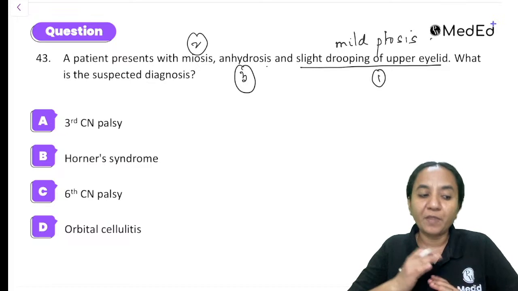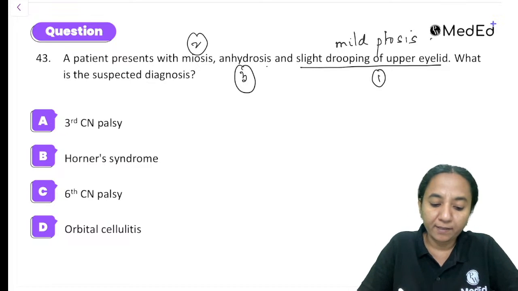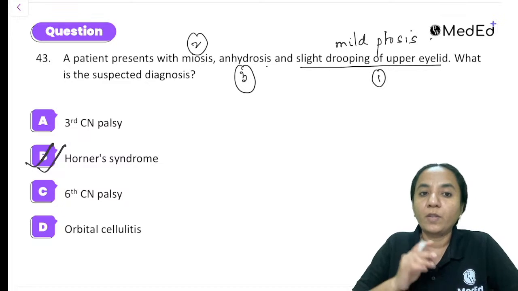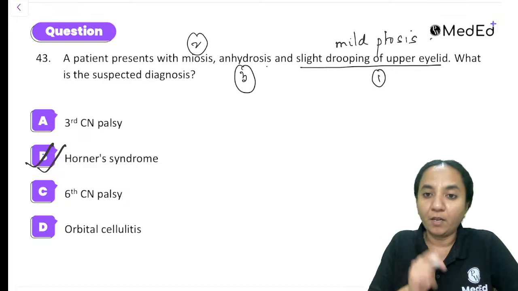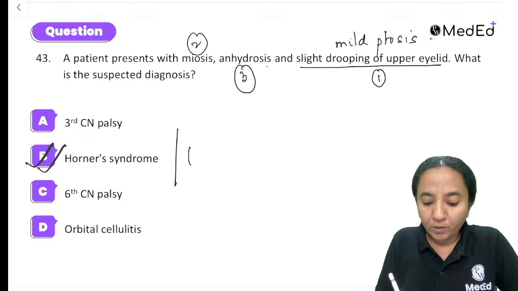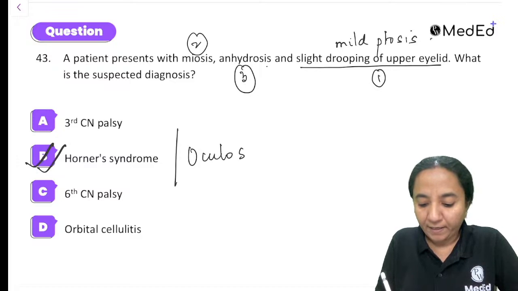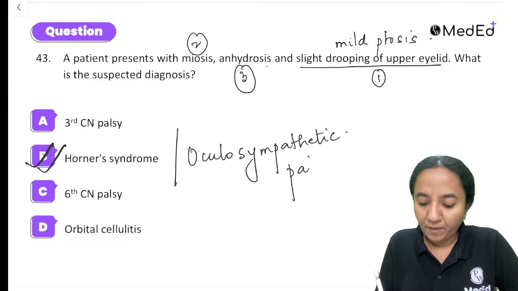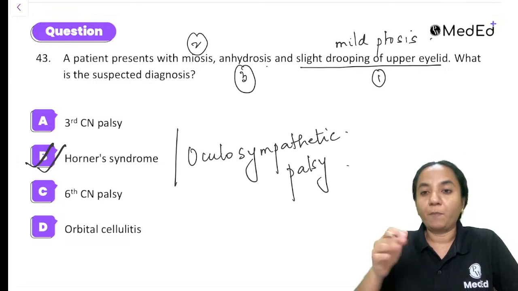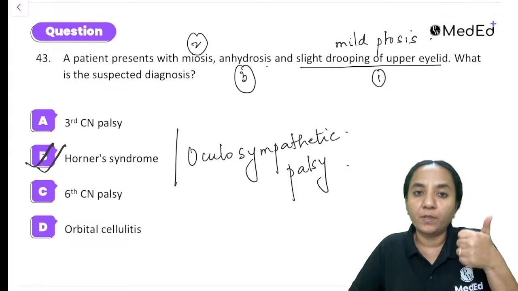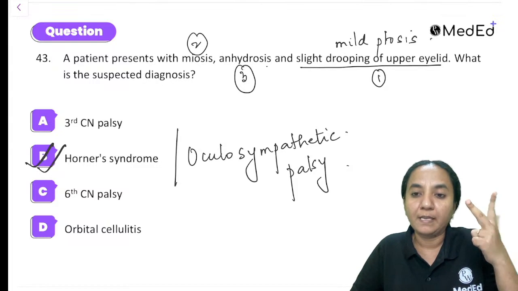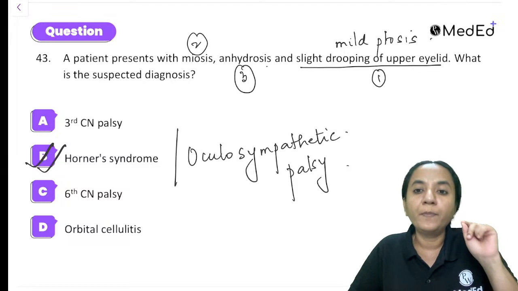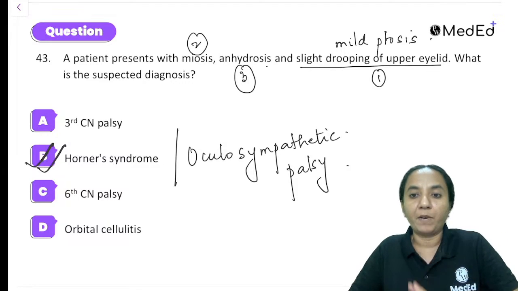Yes, this is also something you have to know like the back of your hand. This is Horner syndrome. So they can give Horner syndrome in the options, or they can also give the technical name, that is the oculosympathetic palsy. So patient presenting with mild ptosis, meiosis, anhidrosis. Answer is Horner syndrome, also called as oculosympathetic palsy.